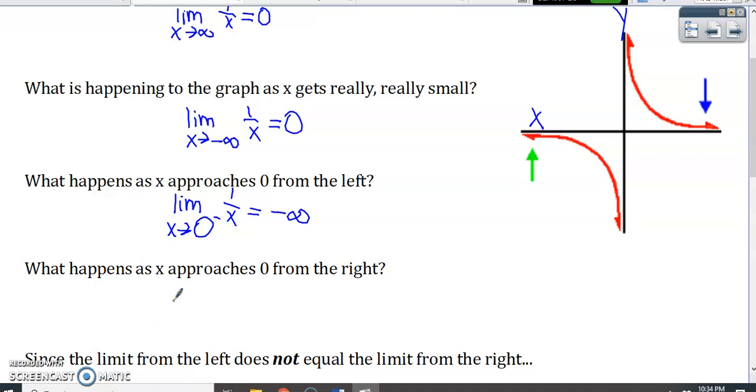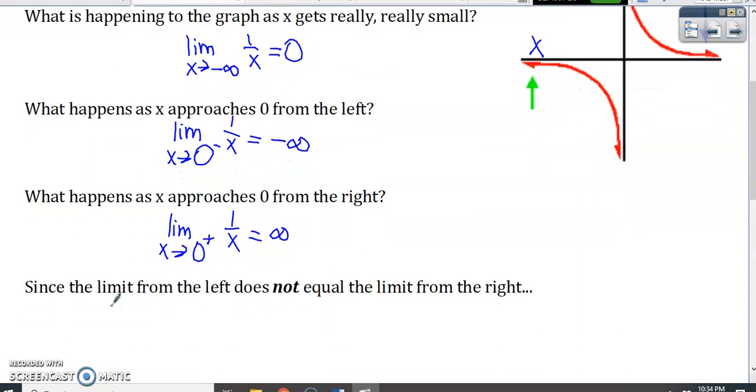All right, and then what happens as x approaches 0 from the right? So I'm going towards 0, but from the right-hand side. Look at my function. As I travel the function, it's shooting up. So the limit as x approaches 0 from the positive side, from the right-hand side, is infinity.